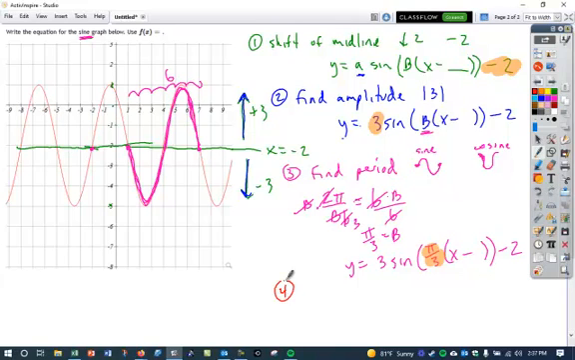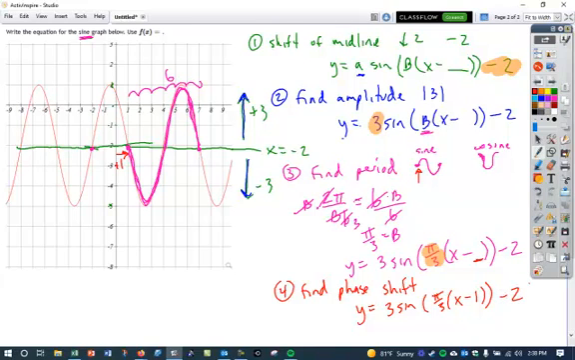And so the final step is to find the phase shift. I'm going to find this phase shift by looking at where this graph shifted over. When I look at my graph, a cosine starts at the midline. So if I look at this midline, it shifted over positive 1 unit. That number is what I'm going to plug in right here for my complete phase shift. So I get y is equal to 3 times the sine of pi over 3 times x minus 1, because that was the horizontal shift, minus 2.